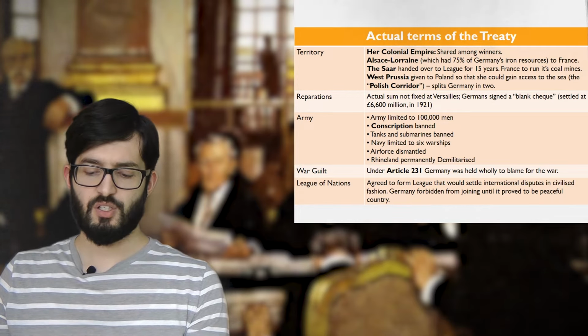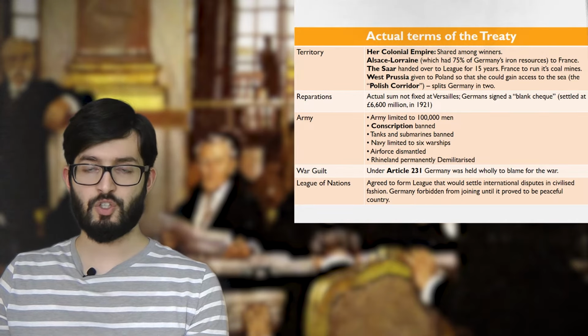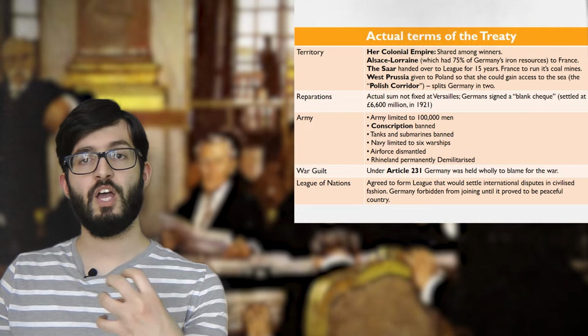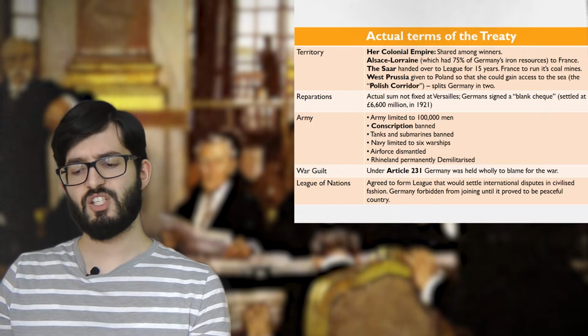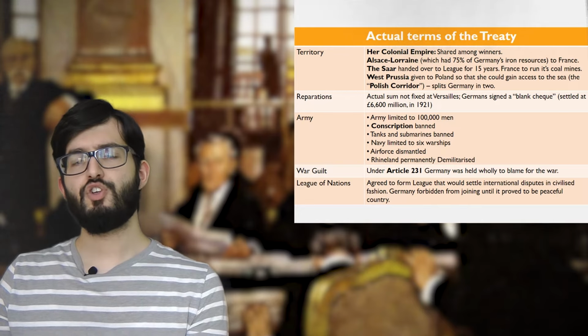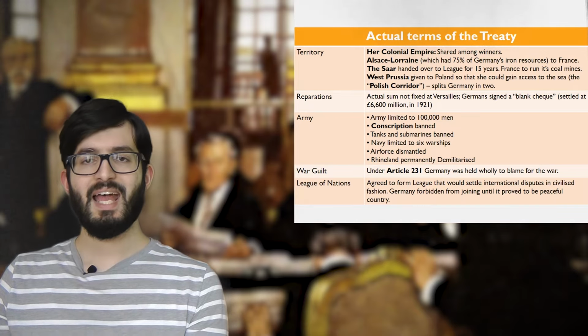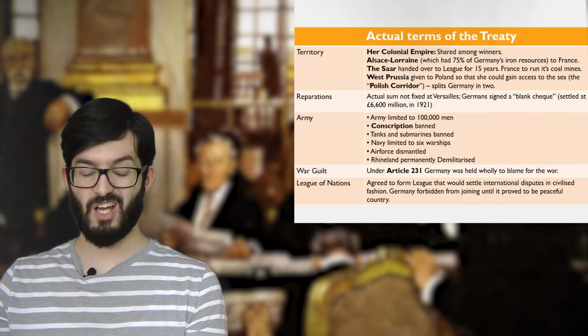Finally, there's the League of Nations. The countries do agree to form a League of Nations fairly early on. It's not a particularly controversial point, despite their different views over what it should look like. And so a League of Nations is created that would settle international disputes in a civilized fashion. Crucially though, as a follow-up term, Germany is forbidden from joining the League of Nations until it proved to be a peaceful country.